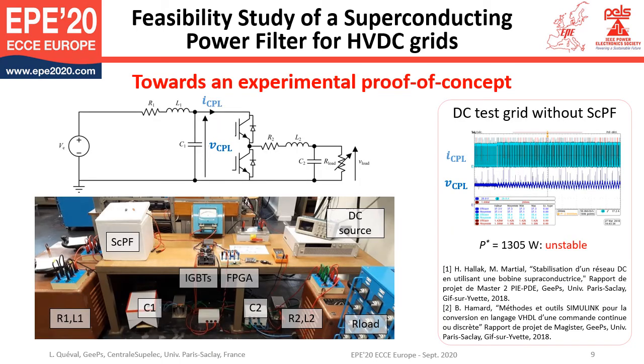We are now working towards an experimental proof of concept. This is a photo of the DC test bench installed in our laboratory. By increasing the power above 1300 watts, we were able to observe the instability.